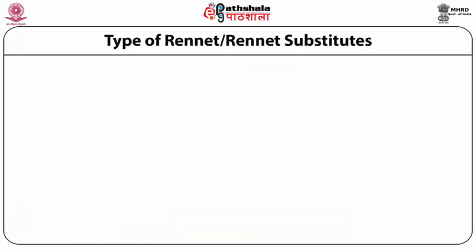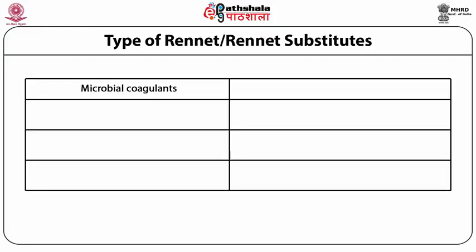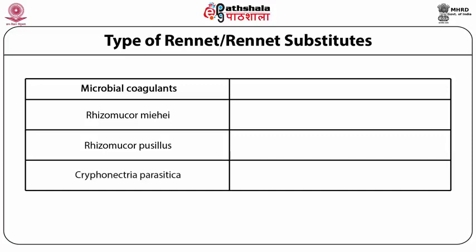This slide refers to the use of rennet or rennet substitutes. The microbial coagulants that have been used by the cheese industry, especially in countries like India, where people shirk away from using some animal derived rennet such as calf rennet. The examples of such microbial coagulants include Rhizomucor miehei, rennet derived from these sources, Rhizomucor pusillus, and again the rennet enzyme derived from Cryphonectria parasitica.